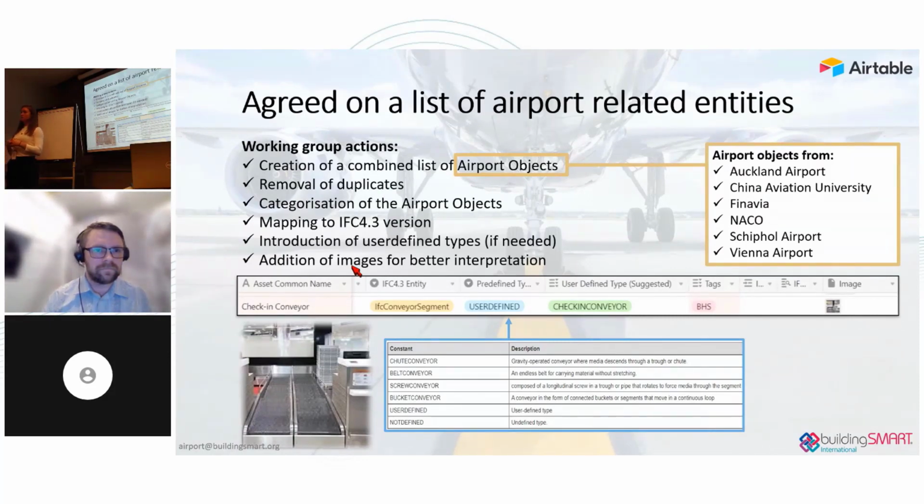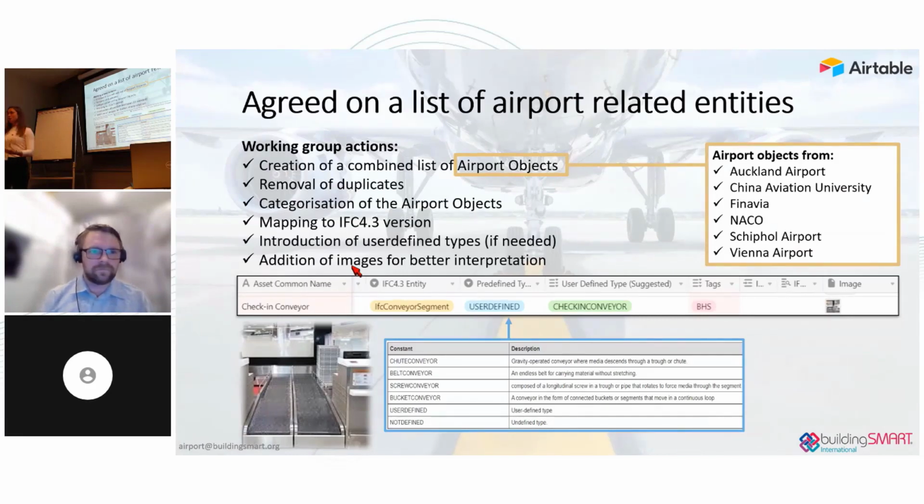So we combined all of those lists, took out all of the objects that were the same, removed the duplicates. We categorized the airport objects, which you can see by the tags. So here you have a baggage handling system, for example. And then we started mapping it to IFC 4.3. And we spent about, I think, a year. We met weekly for an hour.